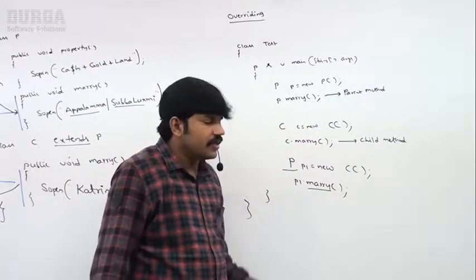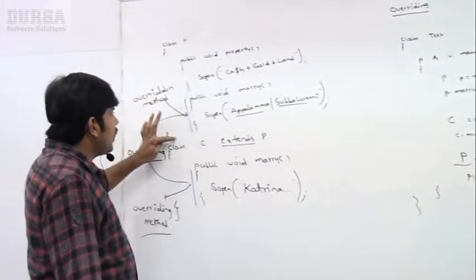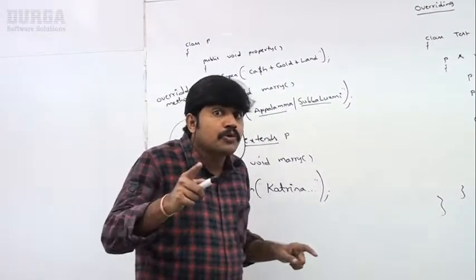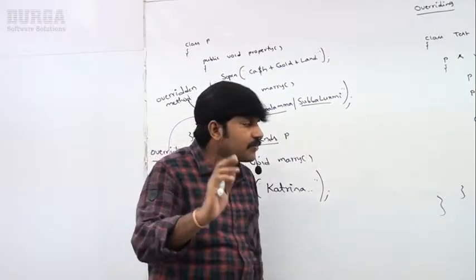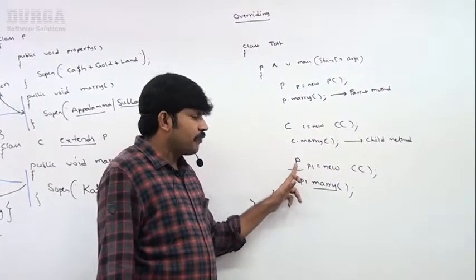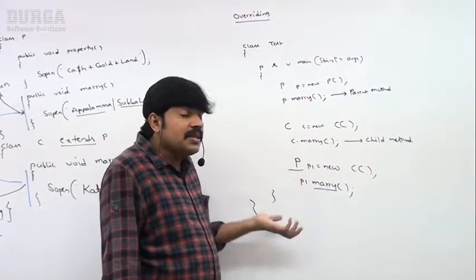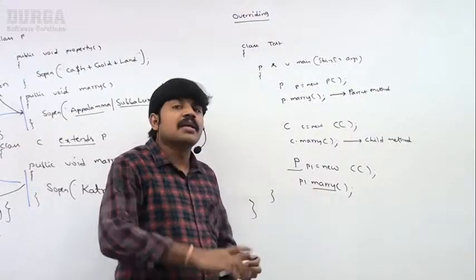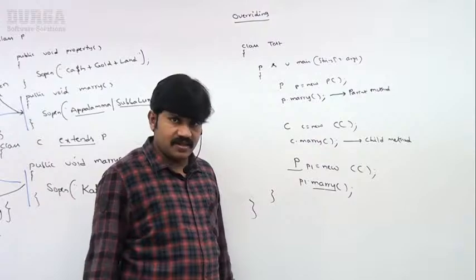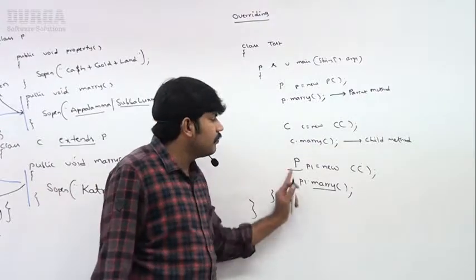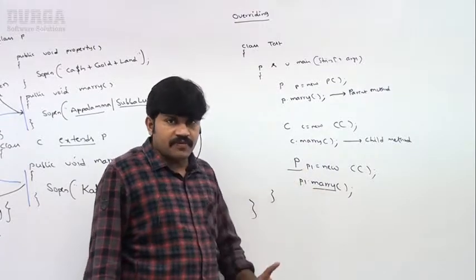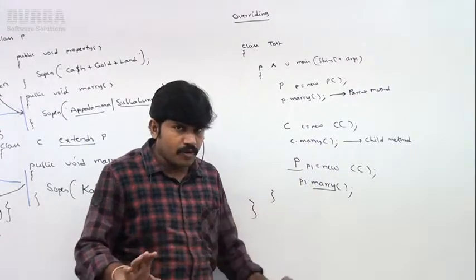The compiler is always going to check. In the parent class, is the marry method available or not? Yes, available, no problem at all. So up to this is the compiler's role. Let me repeat again. I am calling the marry method on P1. P1 is what type? Parent type. If the marry method is available in the parent class, the compiler gives the green signal. If it is not available, immediately we get a compile-time error: you can't call the marry method on a P type reference.